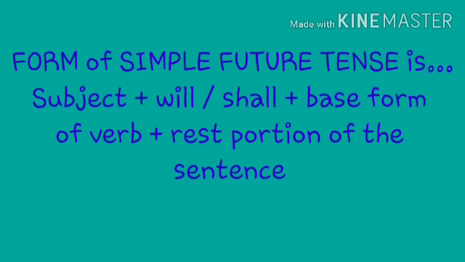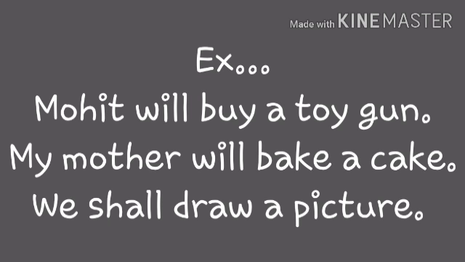We start a simple future tense with subject, then we have to use will or shall plus the base form or the main form of the verb, and at the end the rest portion of the sentence. Children, remember we have to use shall or will plus the base form of the verb or the main form of the verb. Look at these examples.